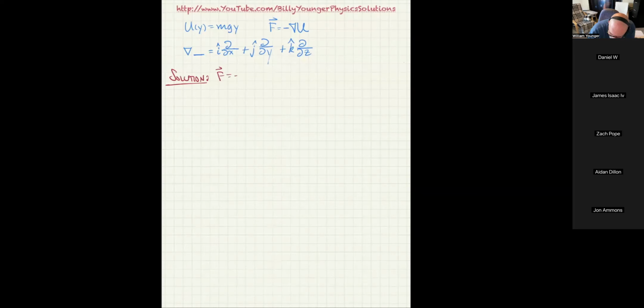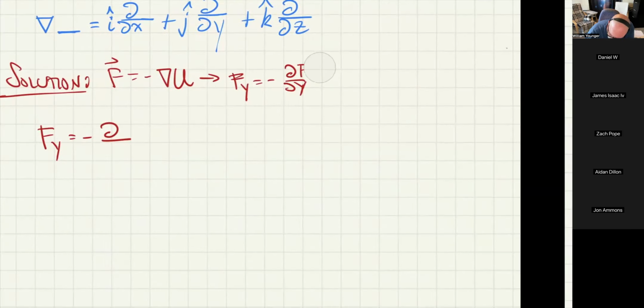F is equal to the negative gradient of u. So f sub y would be the negative partial of f with respect to y. That's sort of spelled out from just looking at the line above it, but I think it's pretty self-explanatory. Hopefully, it won't bother you by me jumping to that. So, fy is equal to the negative of the partial of the function, or excuse me, there I go with the function. It's not the function, it's the potential energy.